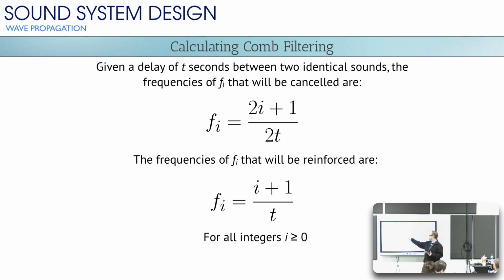We could plug in any number for i, starting with 0. 0, 1, 2, 3, 4, 5, 6, 7, 8, 9, 10. And for every one of those, we could put that in with our value of time, and we would get a frequency that would cancel out. Okay? To find frequencies that would be reinforced, do the same thing. Same process, we just remove the 2's out of that. And we'll get frequencies that get reinforced. So this is basically for all integers that are greater than or equal to 0. And we could go on forever. Comb filtering actually goes on forever. Okay, all the way up into frequencies we can't hear. Okay? So write that down, and then we're going to do some of it.